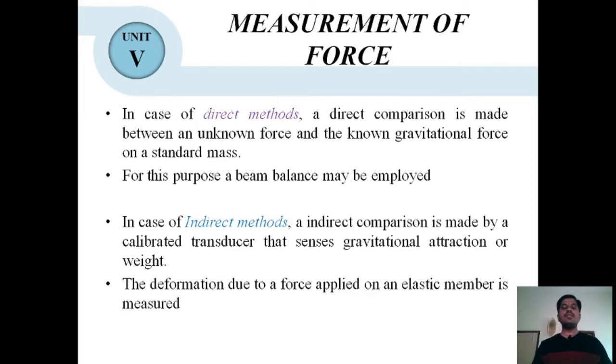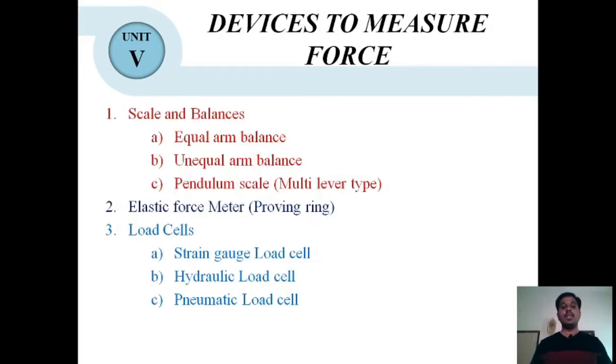Here, the transducer elements, that is nothing but the sensing elements which we are using, may be a strain gauge, an elastic surface, or a diaphragm, a corrugated diaphragm. All these elements can be used to measure the forces in the indirect method of measurement of forces.